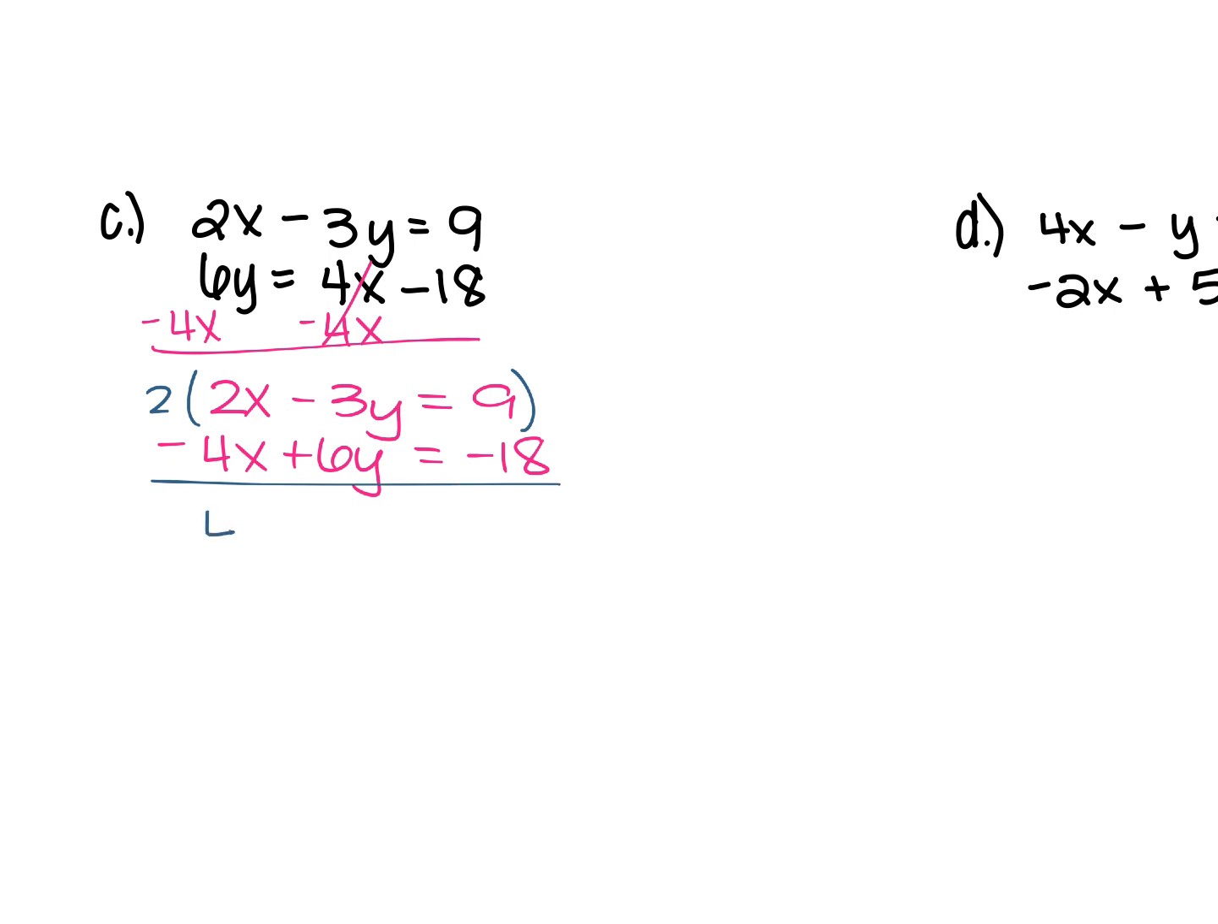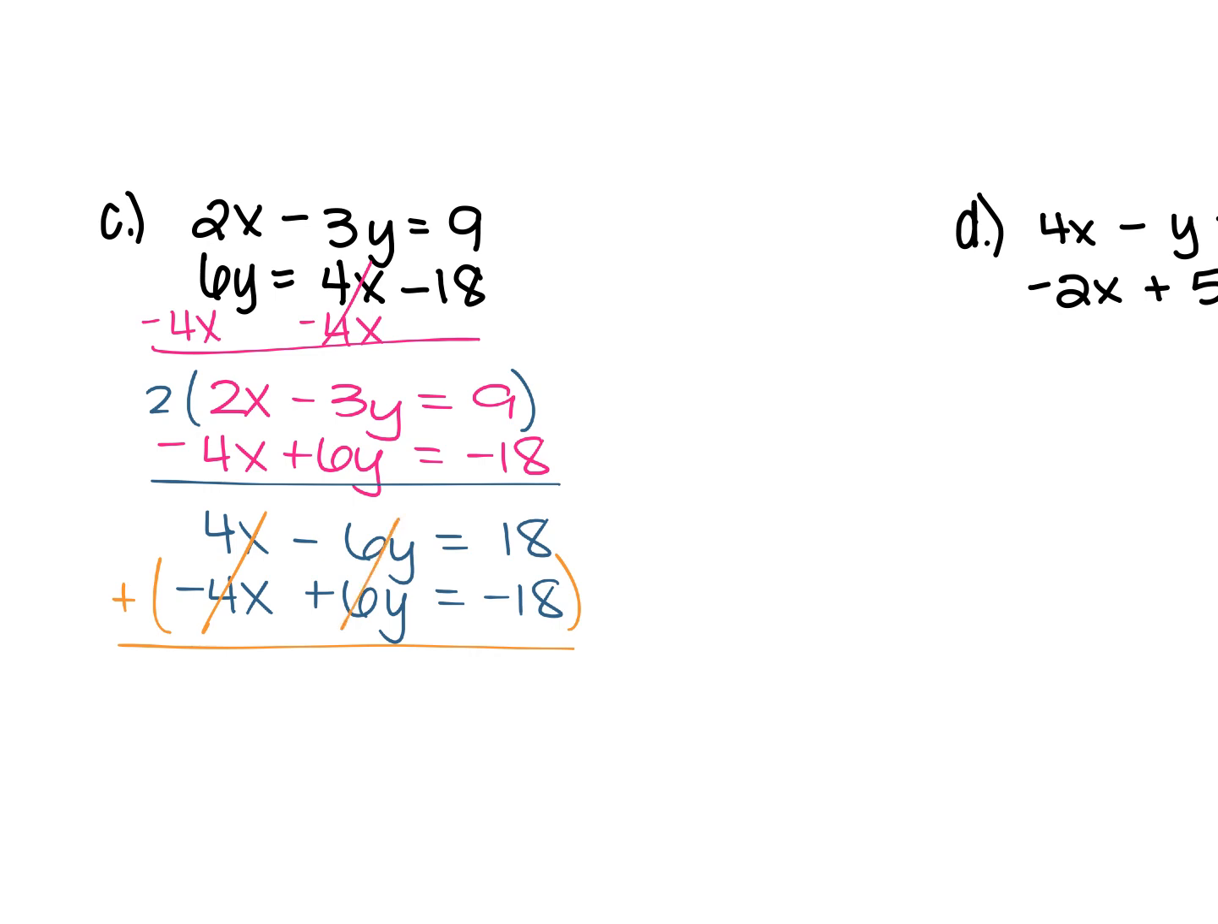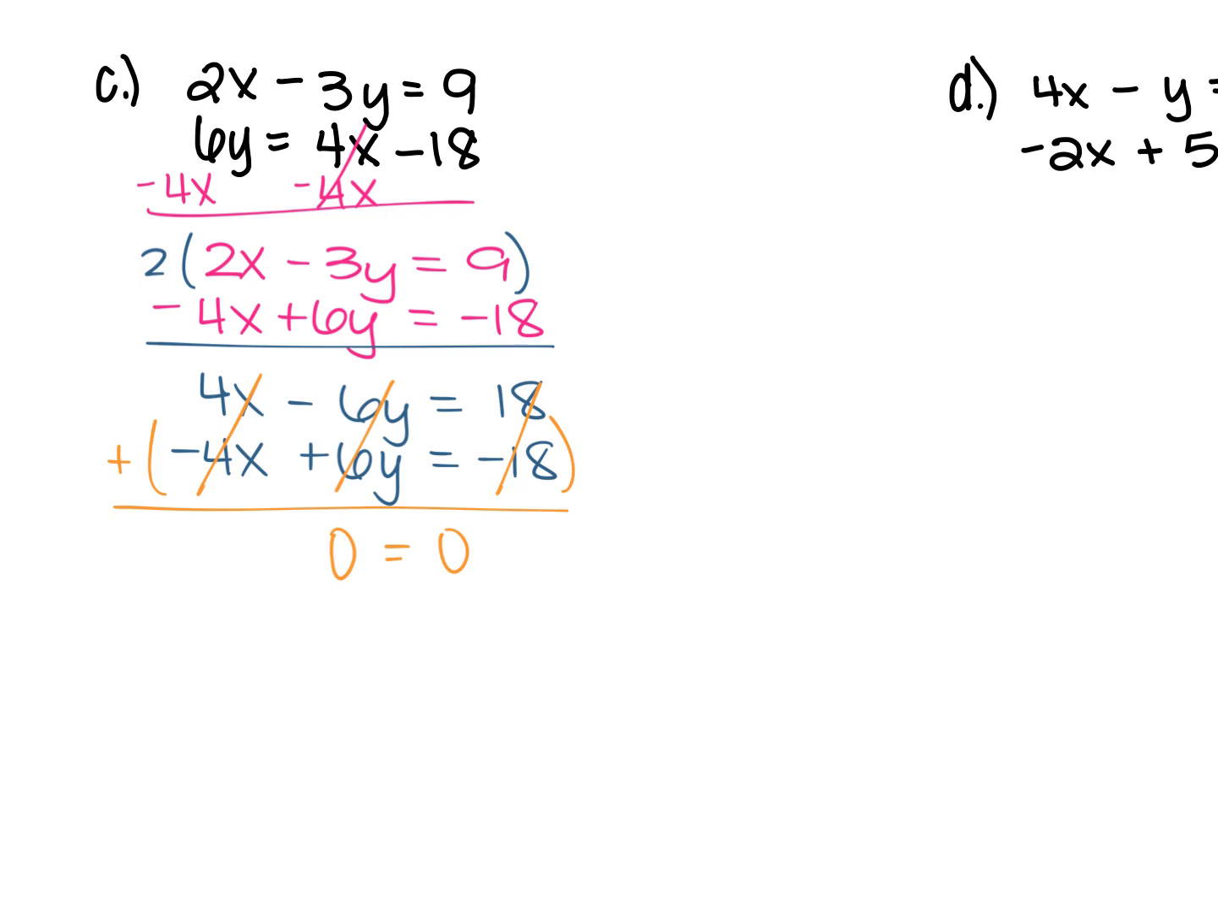So this is going to leave us with 4x minus 6y is equal to 18, and negative 4x plus 6y is equal to negative 18. We can combine like terms now. Our x's are going to cancel out, our y's are going to cancel out, so that leaves us 0 on the left side. 18 minus 18 is also 0, so they cancel out. Since we have a true statement here with 0 is equal to 0, our answer is automatically infinitely many solutions.